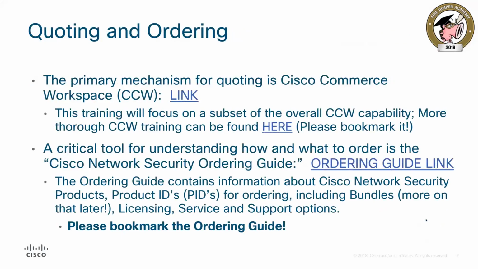Another critical tool we're going to use for understanding what to order and for ease of ordering for the network security products is the Cisco Network Security Ordering Guide. We'll go through a live demo of that as well. That ordering guide contains pretty much everything you need to know about products, how they go together, product IDs or PIDs, bundles, ordering, licensing, et cetera. So we really encourage you to bookmark the ordering guide.